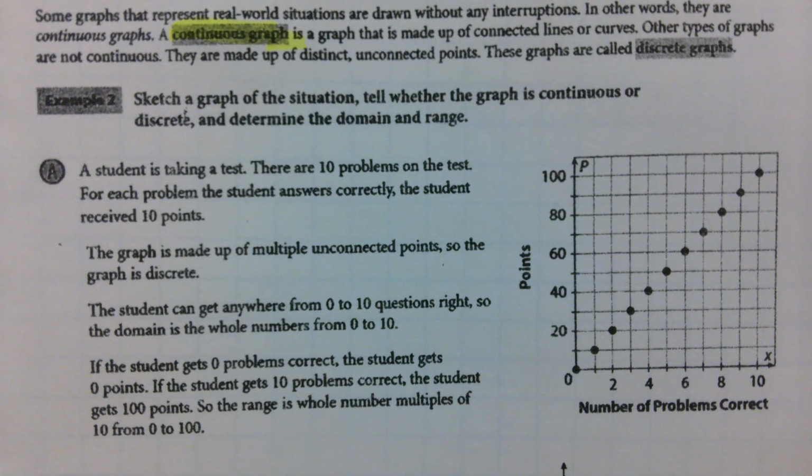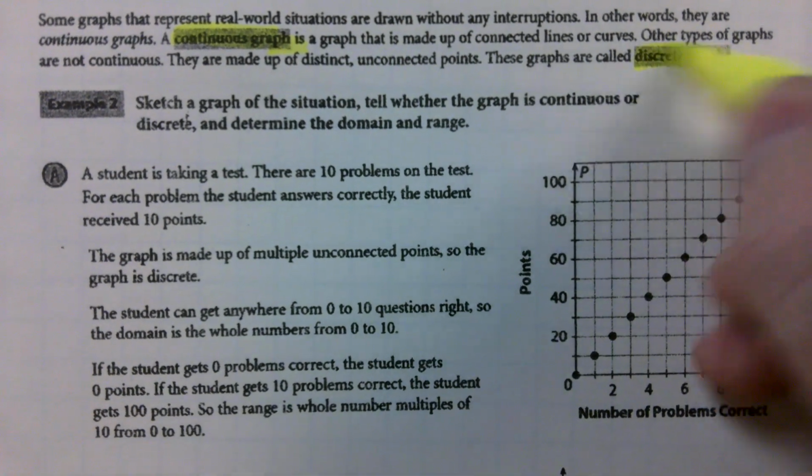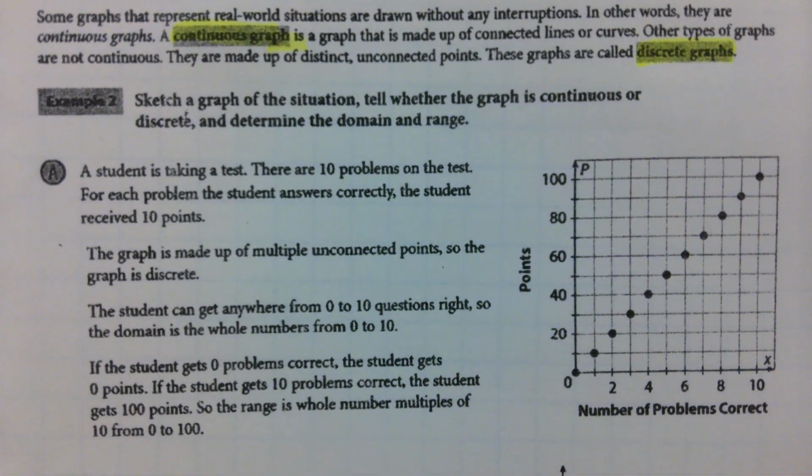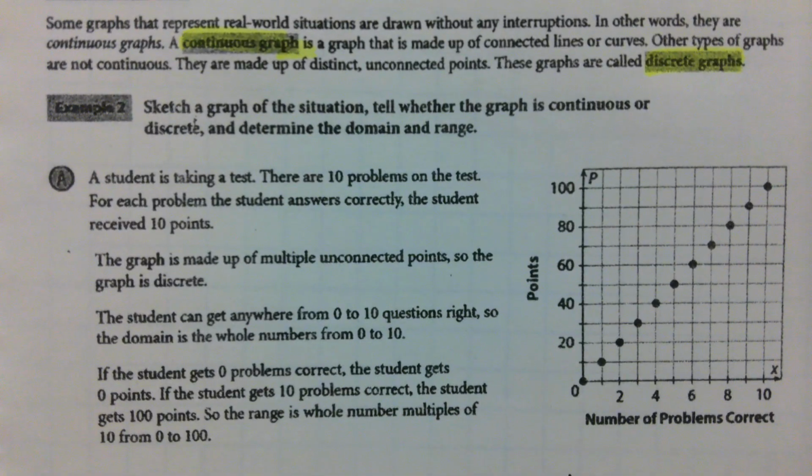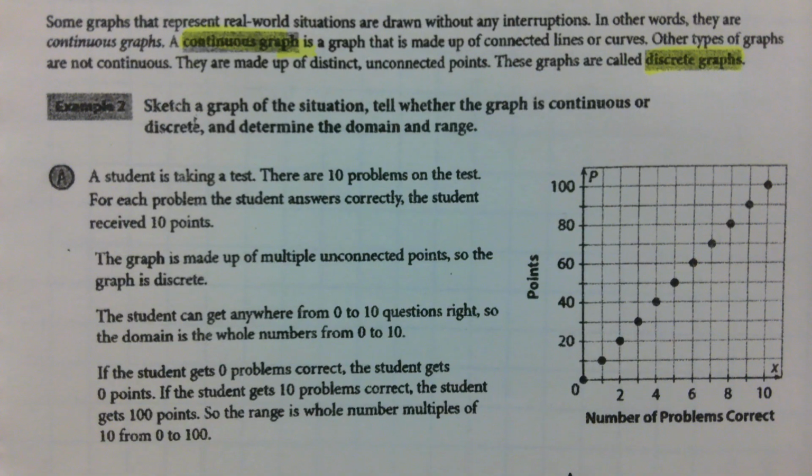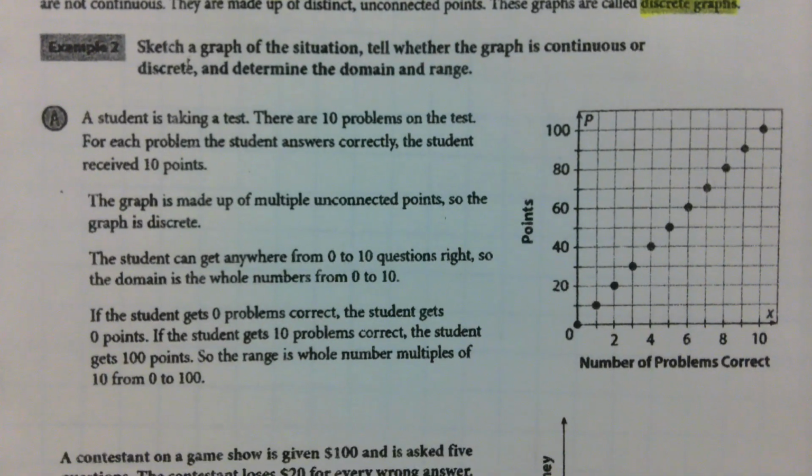Okay, the opposite of that would be called a discrete graph. These are not continuous graphs. You are not able to connect them with a line. It basically just looks like a bunch of points. And we'll talk about why we can't connect them with this example.